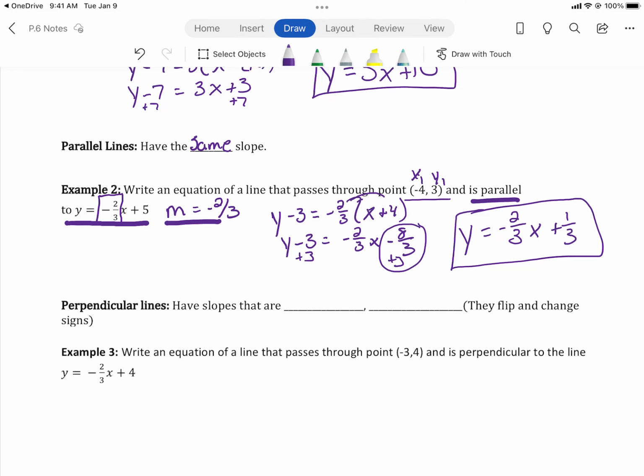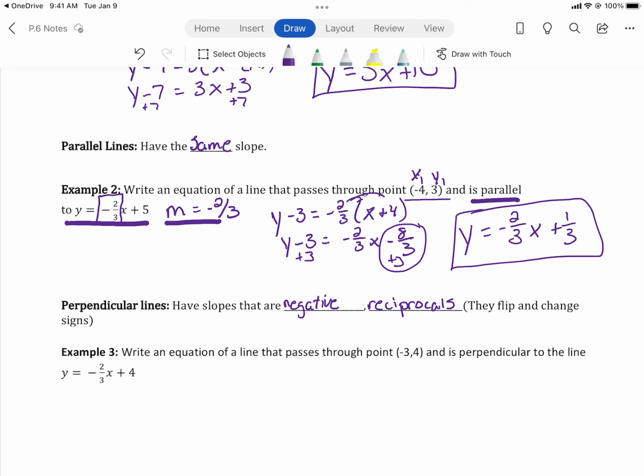And then we have perpendicular lines. Perpendicular lines have slopes that are negative reciprocals of each other. So negative reciprocals, which simply means the slopes are flipped and changed. So if it's a fraction, flip your fraction and change the sign.